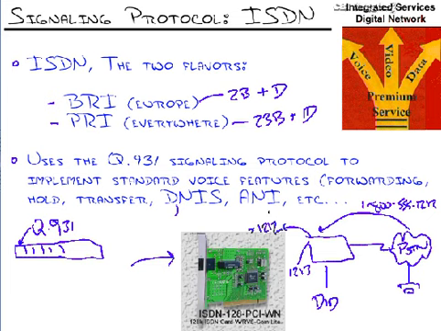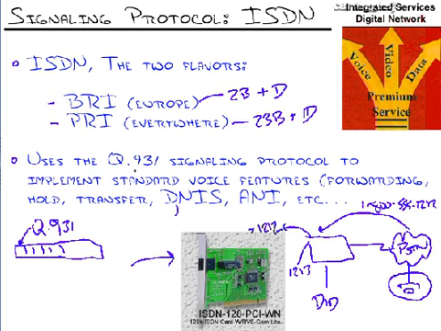Now, the ANI is more commonly known as caller ID information. It stands for Automatic Number Identification. That allows you to see who the person is that is calling you. All of that information is transferred using that Q.931 signaling protocol.